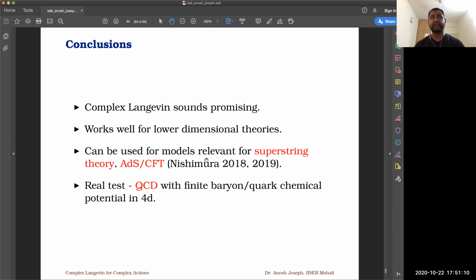There, once we integrate over the fermions, the determinant is complex. So again, we have to be careful when we do Monte Carlo of this model. Jun Nishimura has been looking at this using complex Langevin. Then the real test is QCD in 4 dimensions, QCD with finite baryon or quark chemical potential. So how can we simulate this? There are several collaborations working on this.